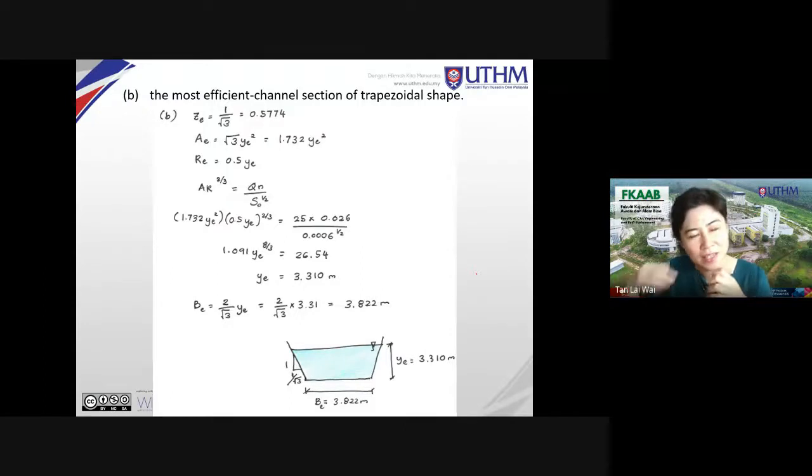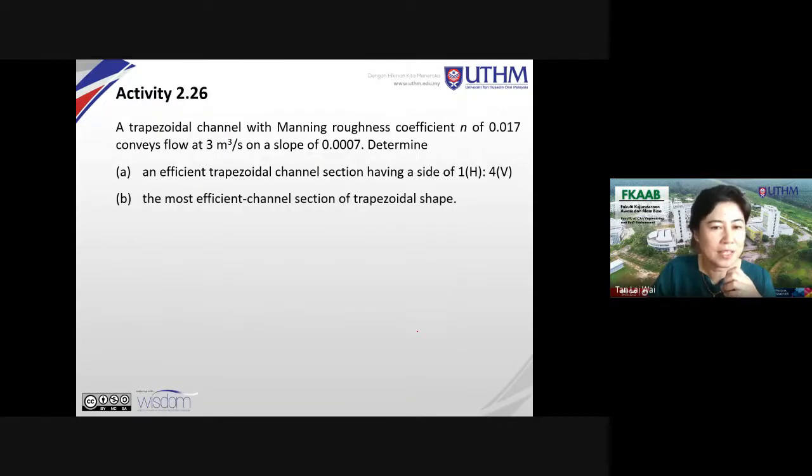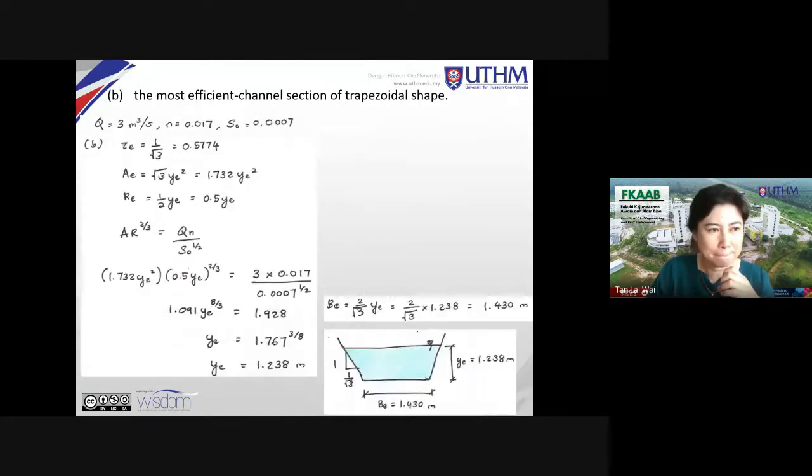Okay, this is the second part where you use z equals to 1 over square root 3. So the same process here. Then you get this. Try it out so you know where to look. Where's the formula to look at in the table? It's the same again, a similar question. But this time the question has provided the Manning roughness coefficient, so it will be simpler for you. I'm just going to run through. If you have any questions, stop me.